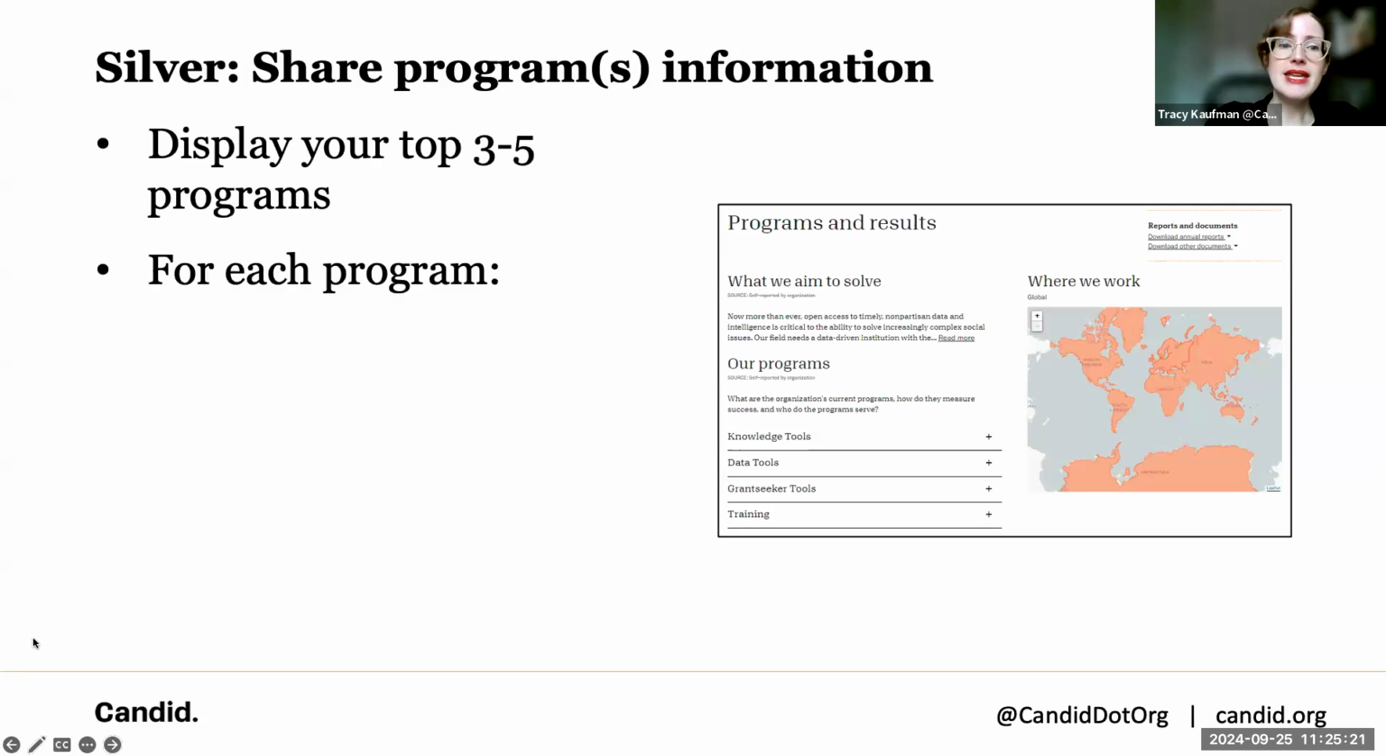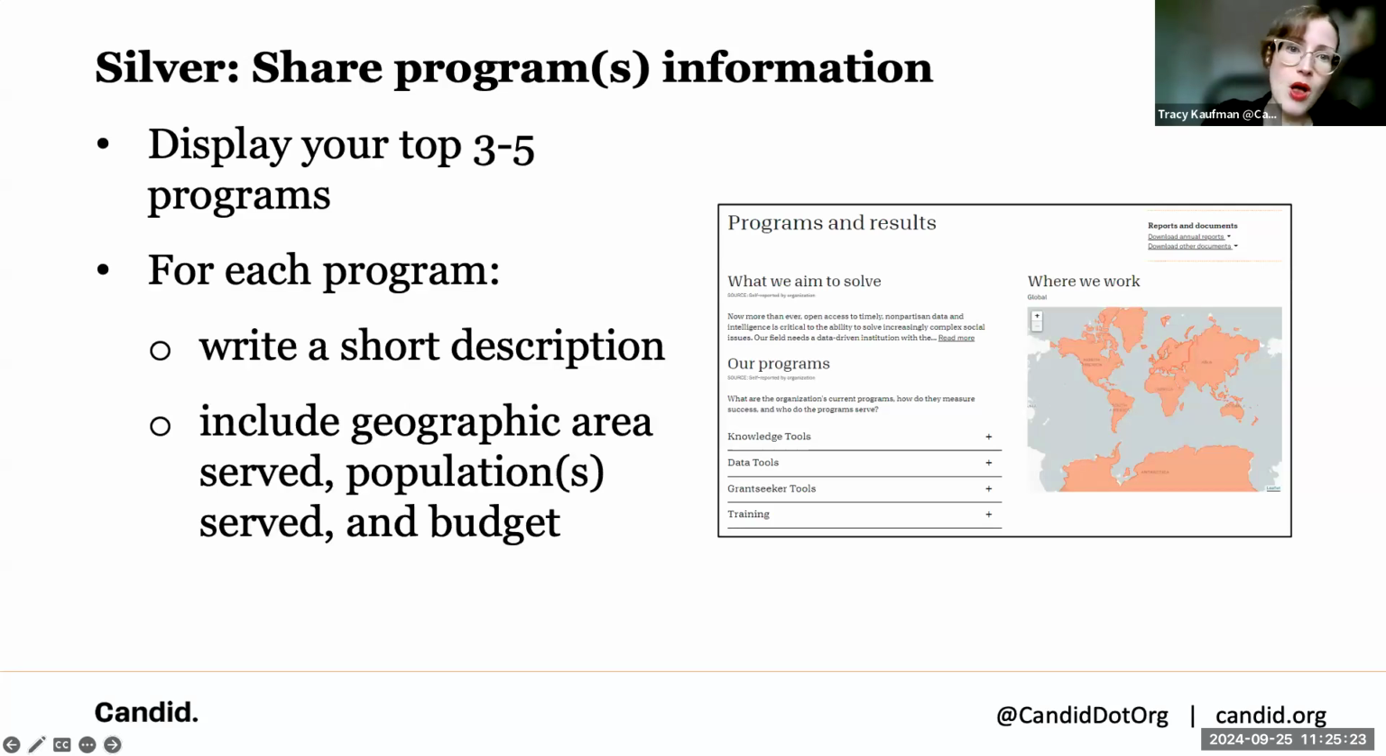Okay, silver gets a little bit more involved. Still relatively simple though. This is about your programs and some basic branding. So here you can share some information about what kinds of programs you run. You can have up to 3 to 5 different programs if you like, and write just a little blurb. Here's what this program is that we run. Here's another program that we run. And if you want, you can include the geographic area that aligns to each of these, what kind of population you serve for these, etc.